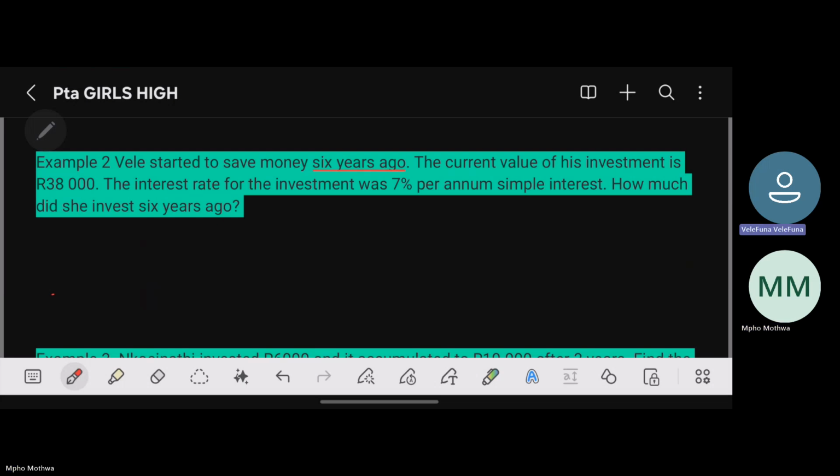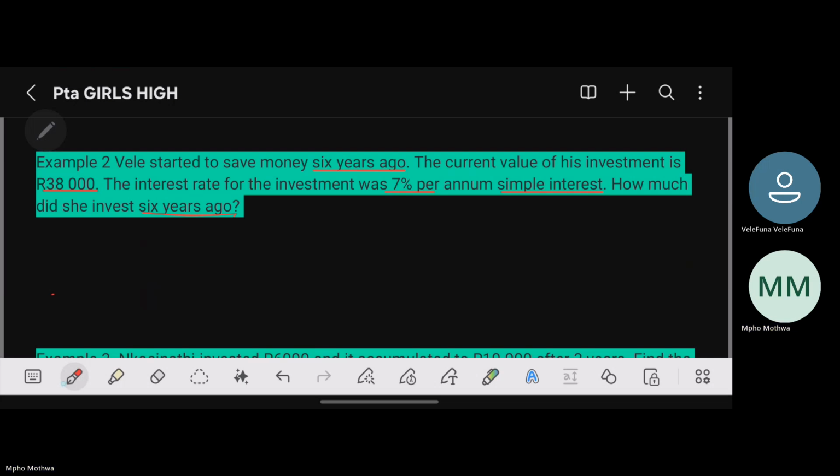The current value of his investment is 38,000. So you highlight 38,000. Then the interest rate for the investment was 7%. So you highlight 7% per annum. Then you also highlight simple interest, to help you choose which formula to use. And then how much did she invest 6 years ago? You highlight 6 years, which I have already highlighted.